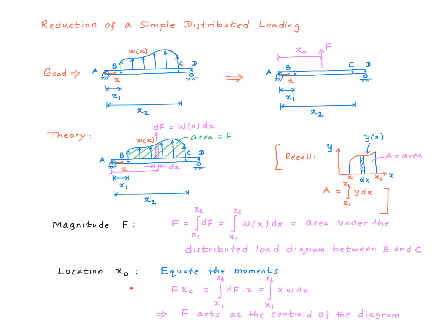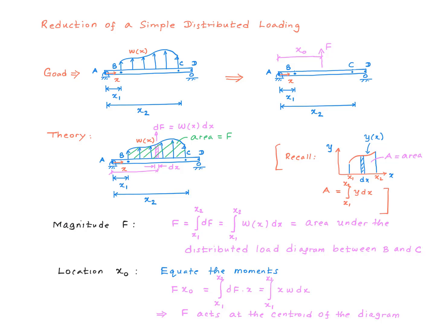Our second objective is to find the location of the force F, right? To achieve this, we equate the moments. We say, okay, well, the moment associated with the resultant force about point A is F multiplied by x naught, right? And we want that to be exactly equal to the moment that we come up with from calculus. So the moment of this little force dF is dF multiplied by x, right?